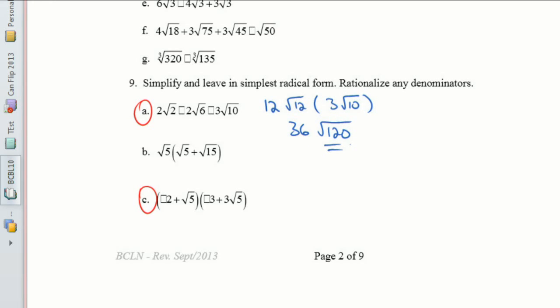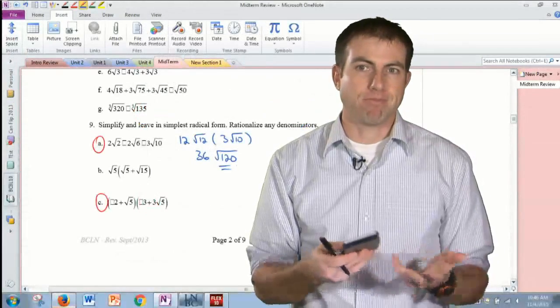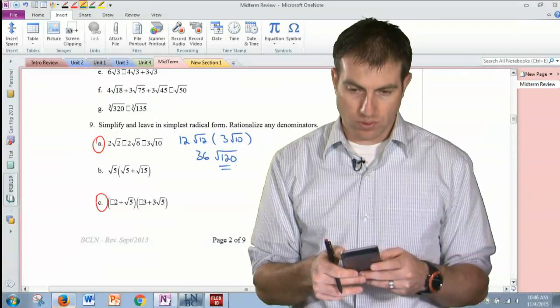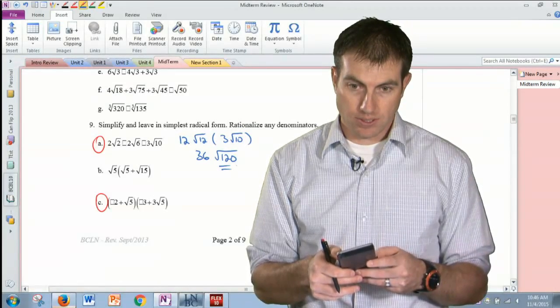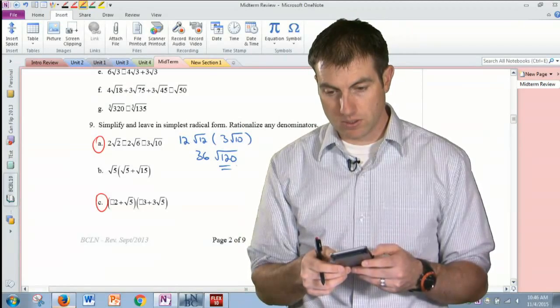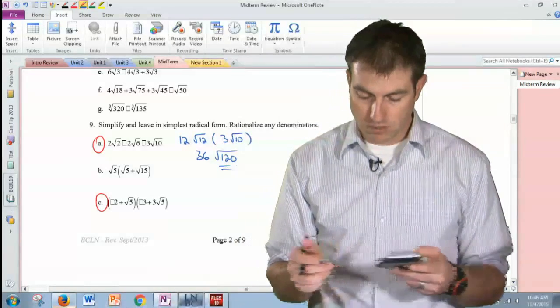Once I get to this spot, I have this 36 out front, which I'm not going to do anything with, but I have this 120 under the radical sign that I need to simplify. So I need to figure out the largest perfect square that goes into 120. I don't know. 4 and 30 is 2 and 15. Is there anything bigger than 4? 30. I'm thinking 4 might be it.